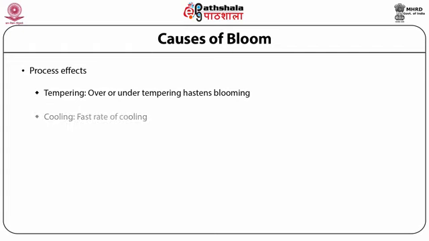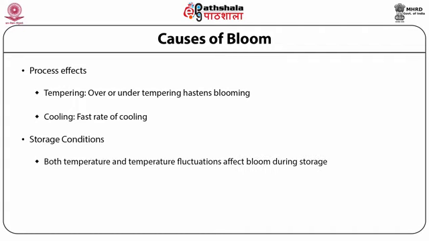After tempering, the cooling process is also important. A fast rate of cooling or improper cooling systems may affect this bloom effect and cause blooming on the chocolate surface. The other factor is storage condition. Both temperature and temperature fluctuations affect bloom during storage.